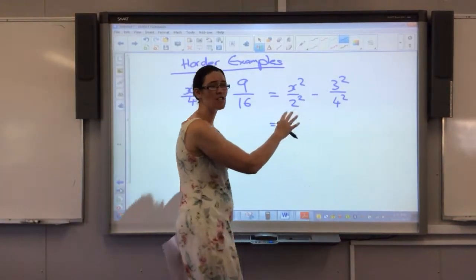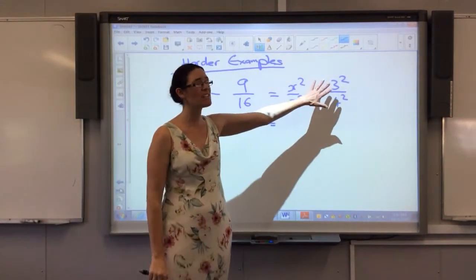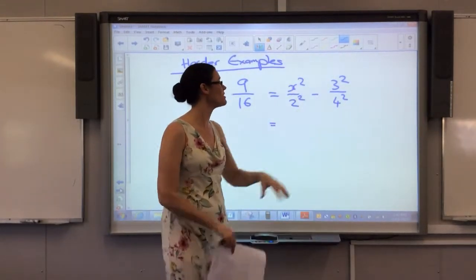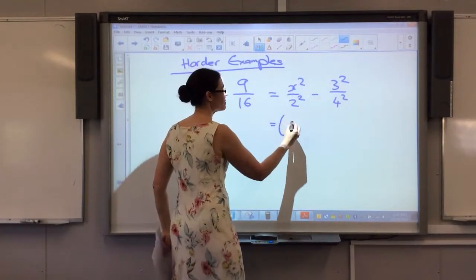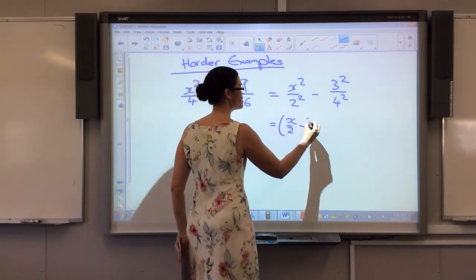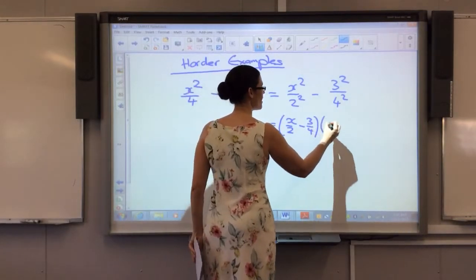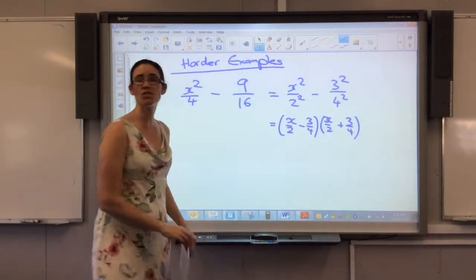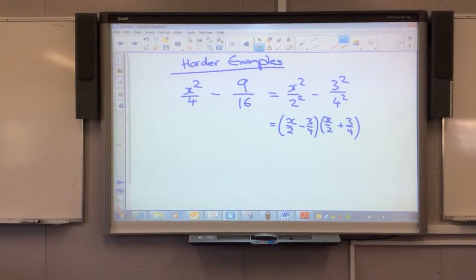Now you can do this in your head if you want. If you can do that in your head, that's fine. But if it's not something you can visualise, write it down. So this becomes x on 2 minus 3 on 4, x on 2 plus 3 on 4. So again, it's still just the conjugates: something minus something, something plus something. It's the same idea, it's just they came from fractions.